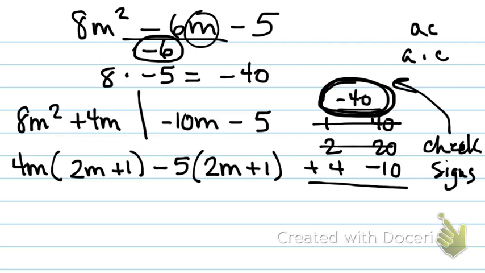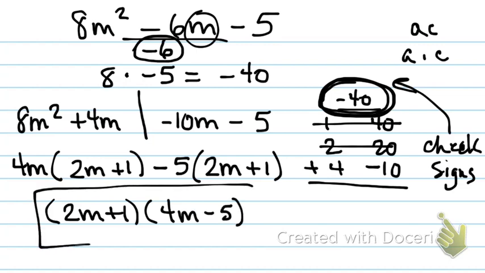What do you notice about the parentheses? Yep. And they have to match. So we get 2m plus 1 times 4m minus 5. And there's your completed answer.